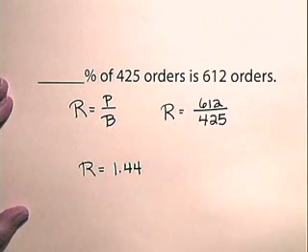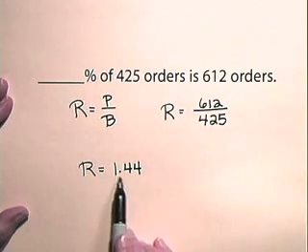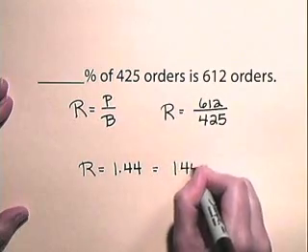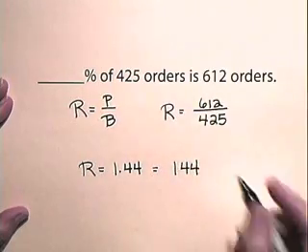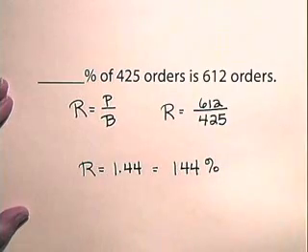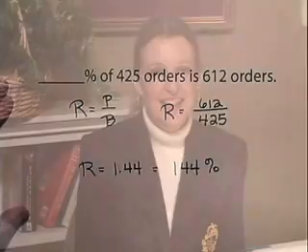So when we divide 612 by 425, our rate is 1.44, or 1 and 44 100ths. If we write that as a percent, we will move the decimal 2 places to the right and put on a percent sign, and we will see that that is 144%, which is indeed more than 100%.